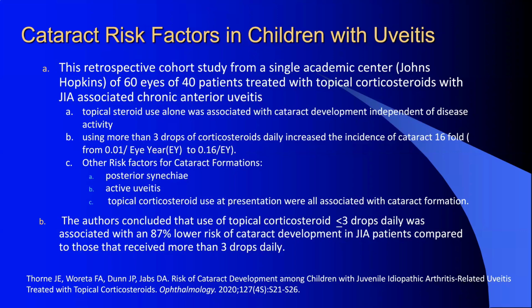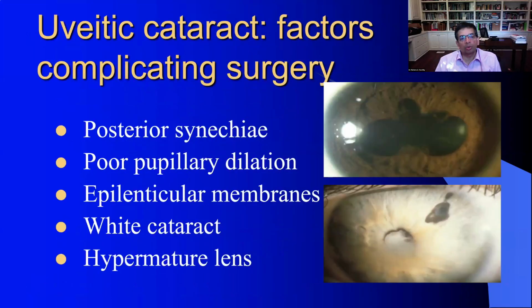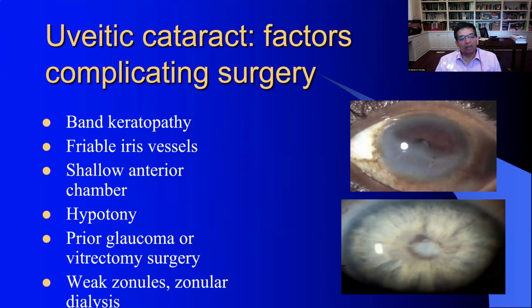Other risk factors include the same kinds of things as you saw in the other study: active inflammatory disease and posterior synechia. They were all associated with the development of cataracts. So the authors concluded that topical corticosteroid use of less than or equal to 3 drops daily was associated with an 87% lower risk of cataract development in JIA patients, at least. So there are some caveats to what we find with some of these retrospective studies. There are lots of complications with cataracts and uveitis.